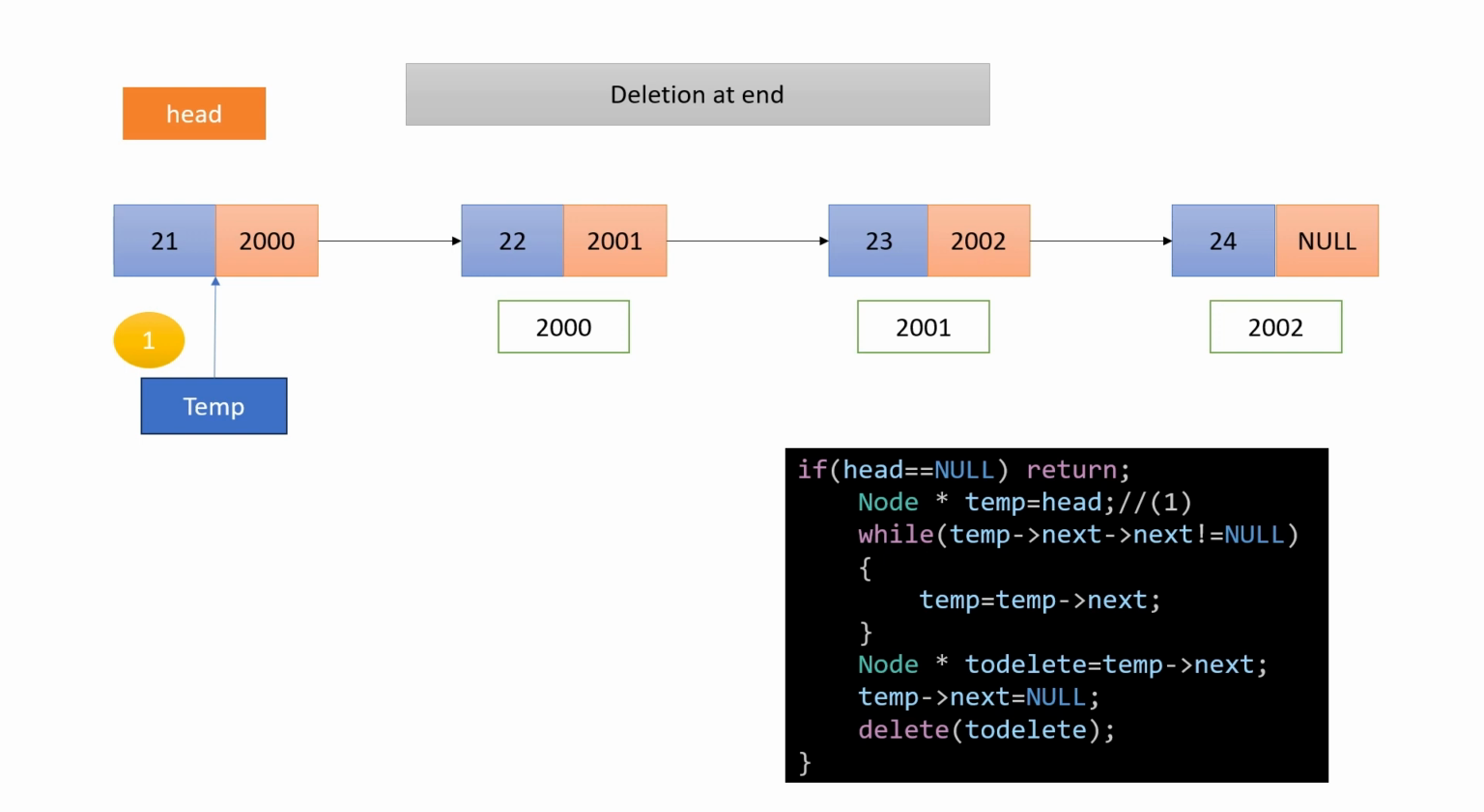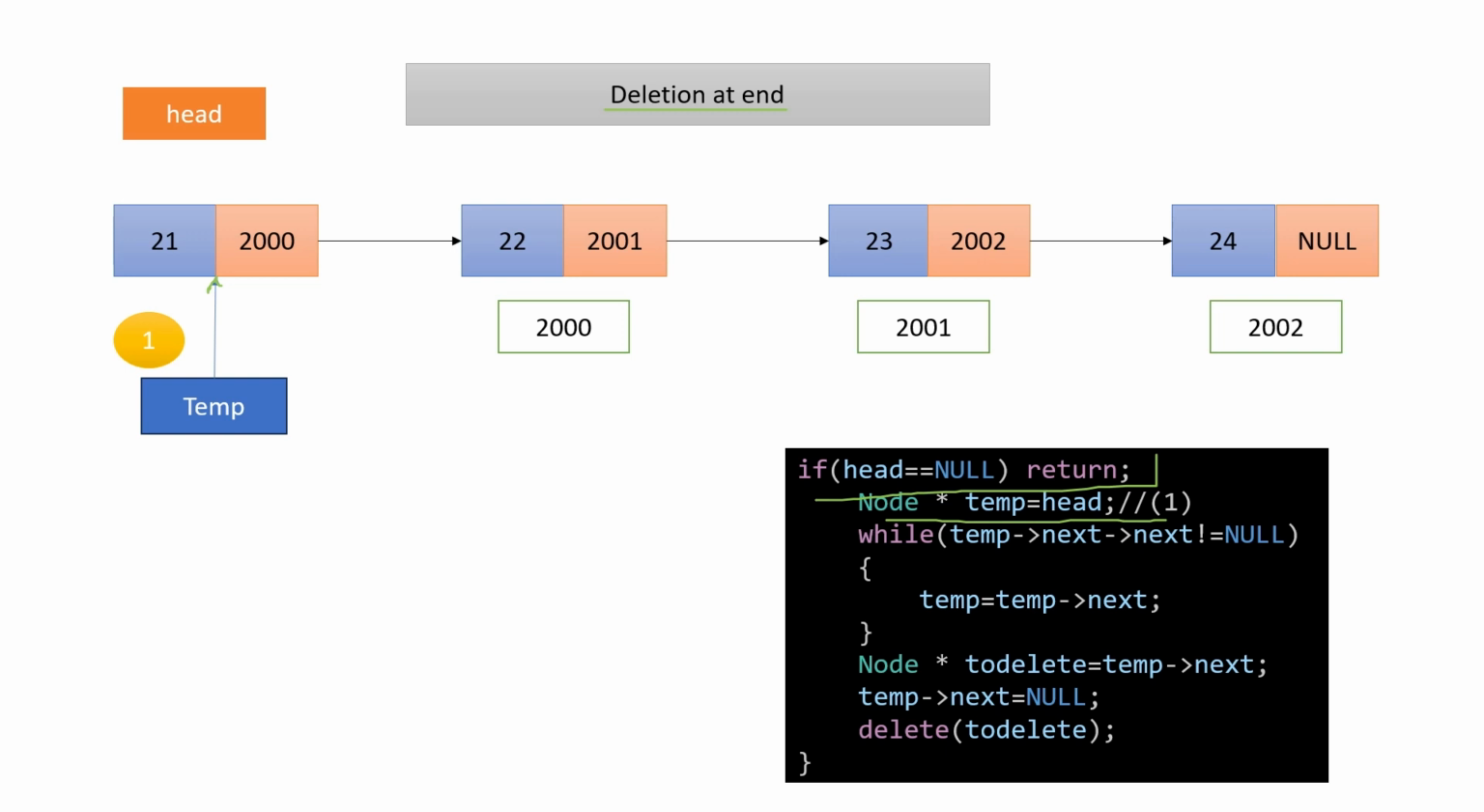So today we learn how to delete the node at the end of the linked list. Basically we create a temporary node which points to our head initially. It is our first step. First we check if our head is equal to null, it returns. It means that our linked list is empty and we can't delete any node from it, thus it returns.